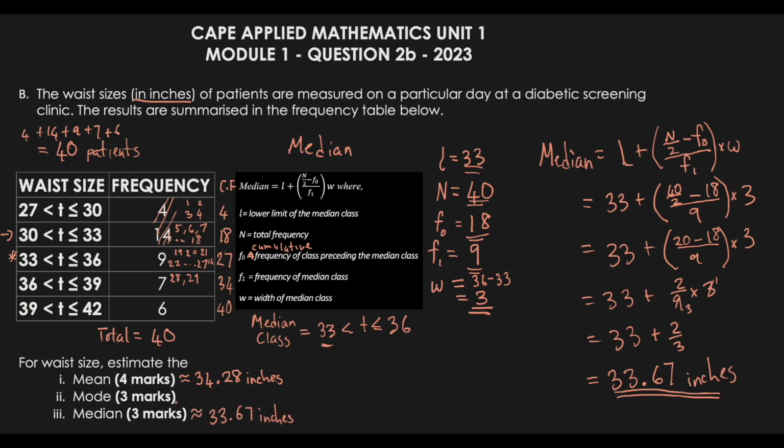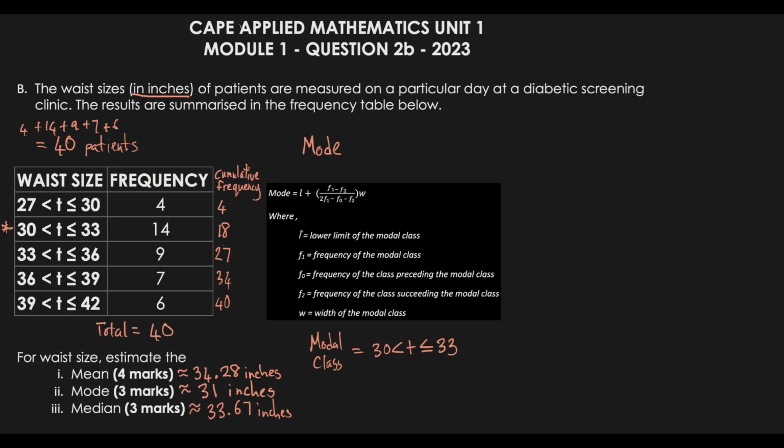So the next one we need to do is the mode. All right, so this is the question that we need. For this part of the question, we need to find the estimated mode of the data.